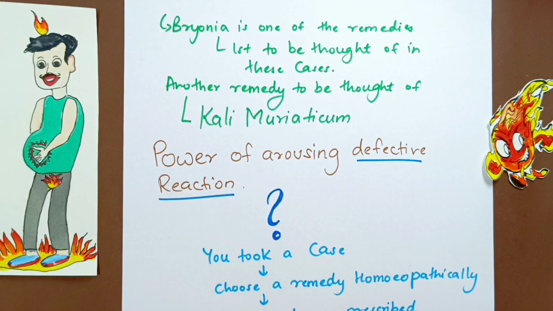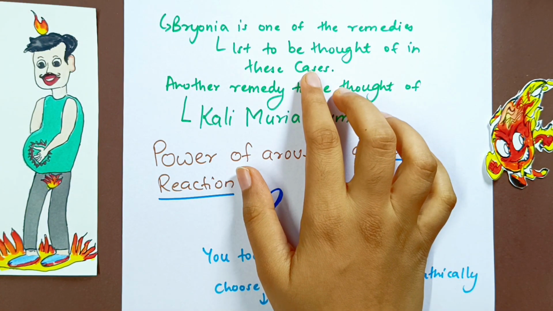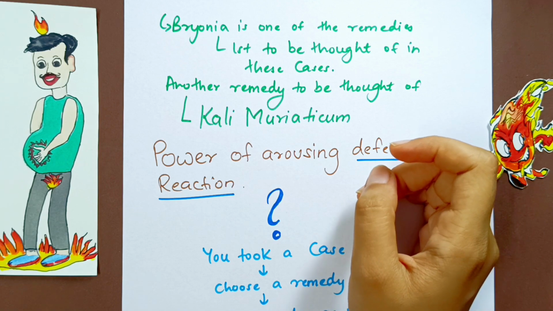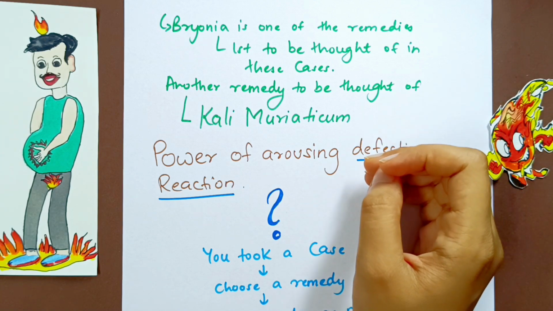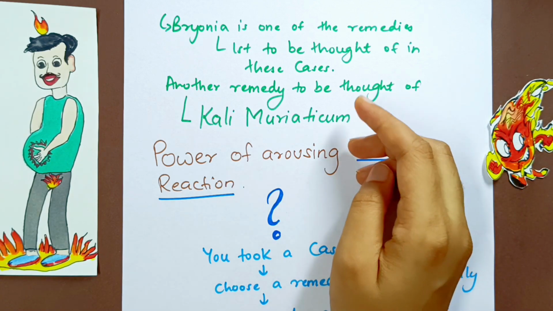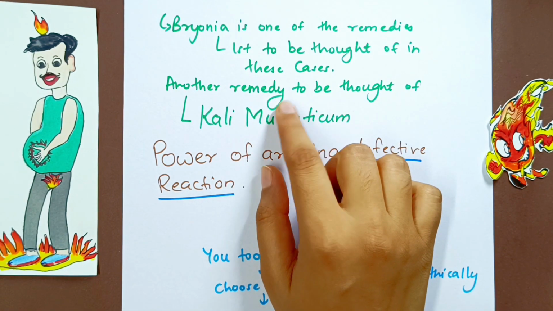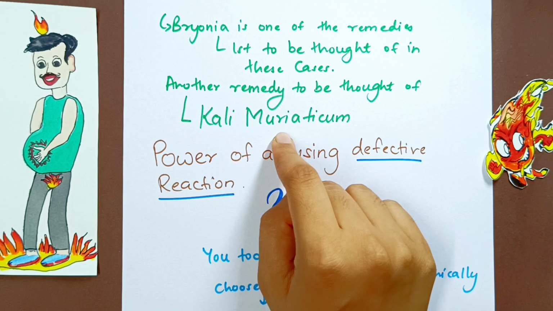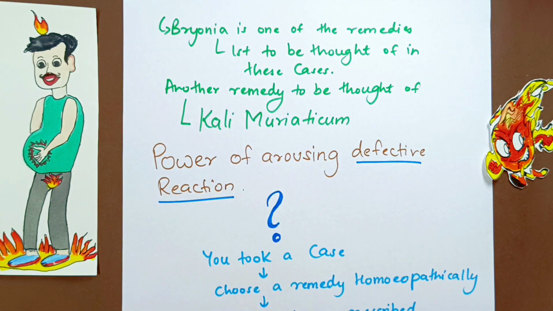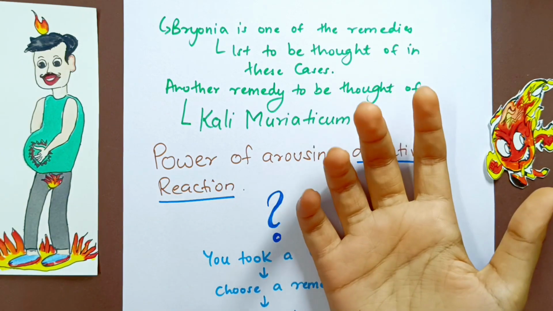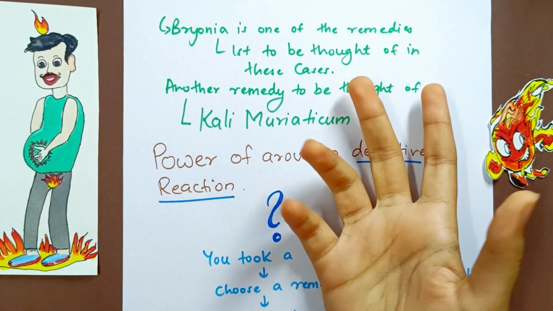Now, Dr. Nash says that bryonia is one of the remedies first to be thought of in these cases. Bryonia is actually a very important remedy for effusion kind of a state. So there can be serous effusion or pleural effusion, whatever, synovial fluid also. So bryonia is very helpful in these kinds of cases. Another remedy he says that is helpful is Kali muriaticum also. Kali mur is also a very important remedy. But now when will you give sulfur? So it is obviously guided by symptoms only.